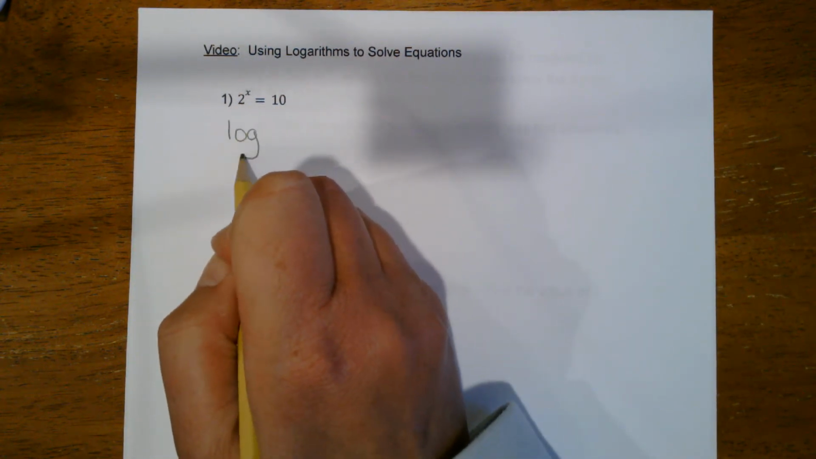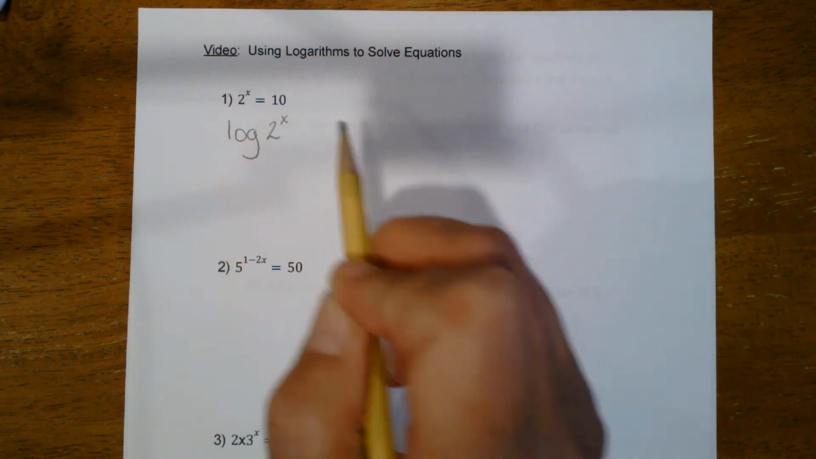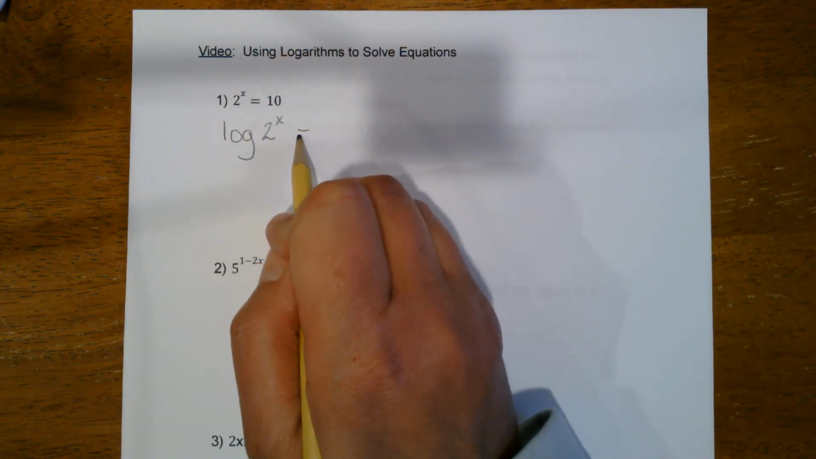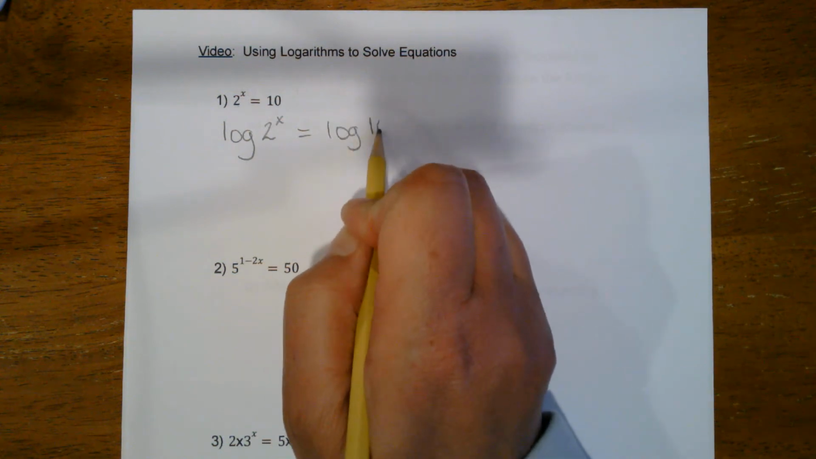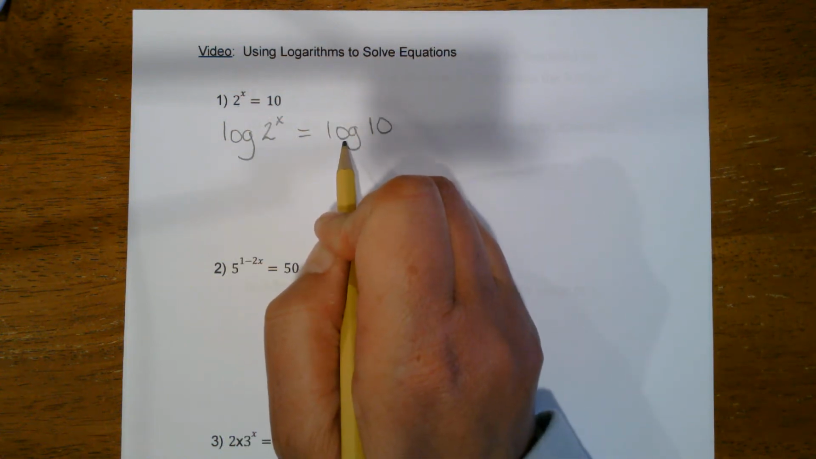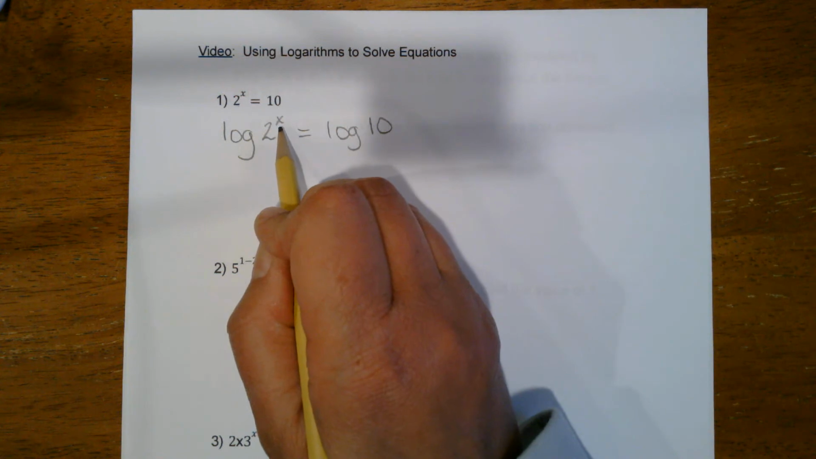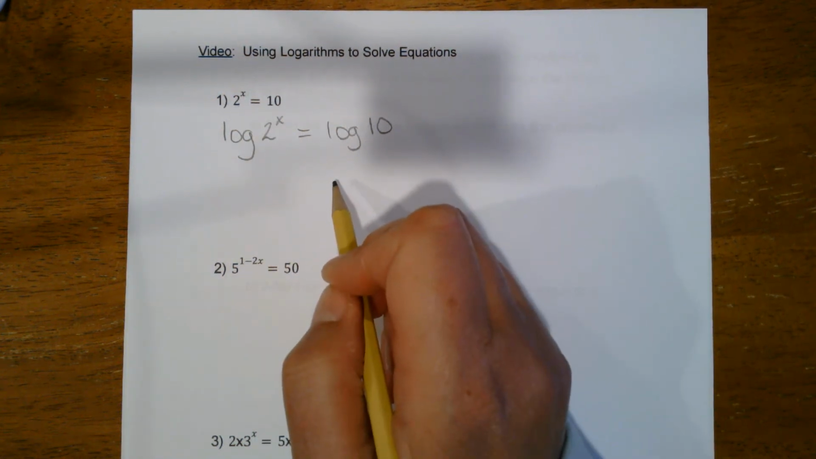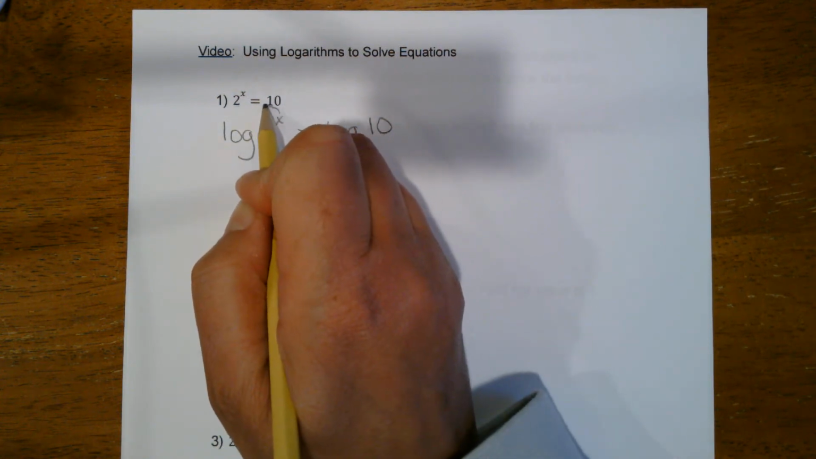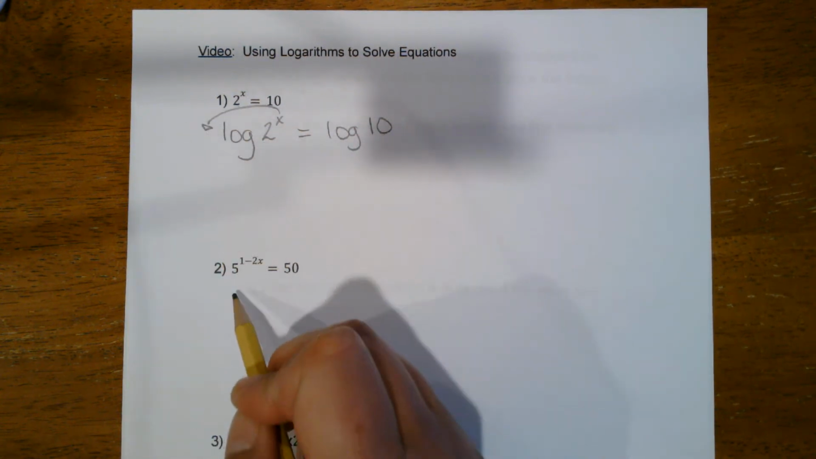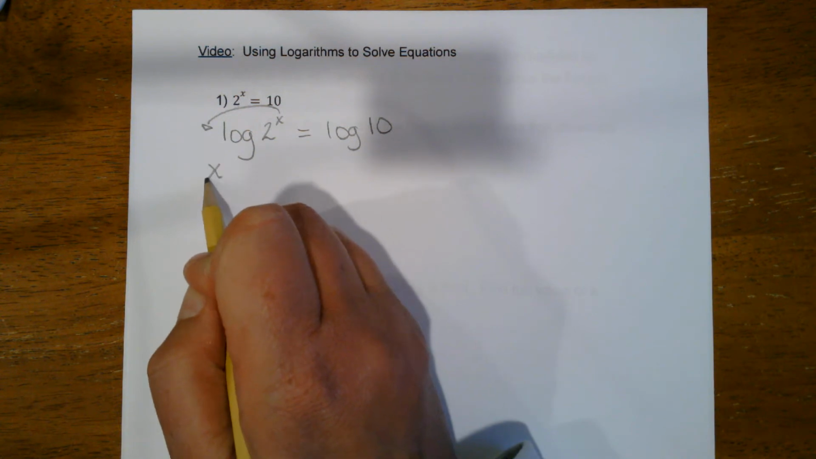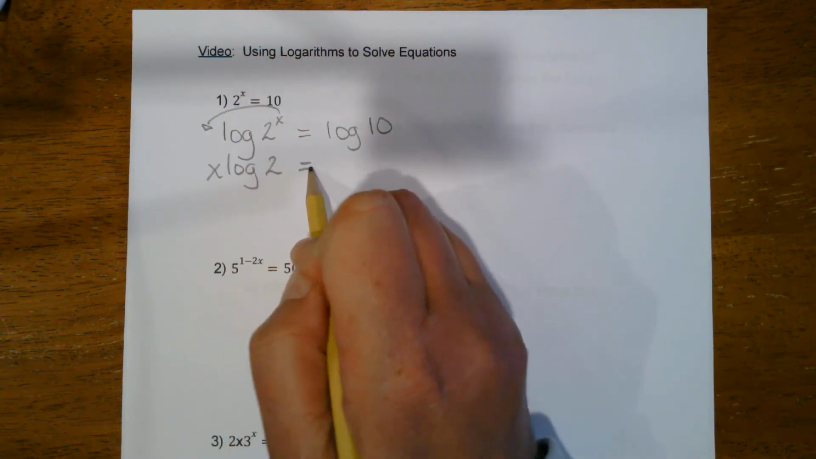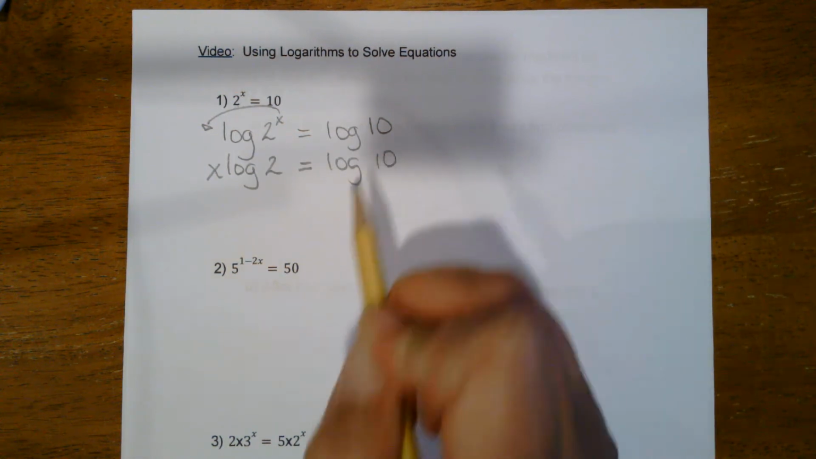We're going to take the log of 2 to the x, and what we do to this side of the equal sign, we're also going to do to the other. So you're going to place log on both sides of the equal sign. So the 2 to the x gets a log, and the 10 gets a log as well. Then we're going to use the power rule, and this is what's going to undo the x in the exponent spot. So we're going to bring down the x in front. x log 2 equals log 10.